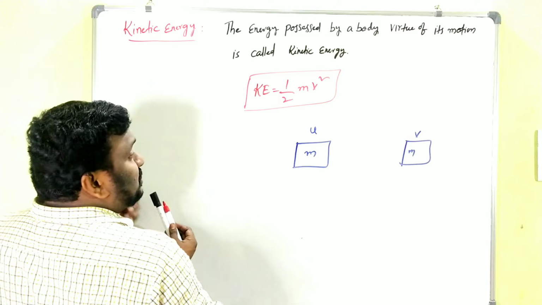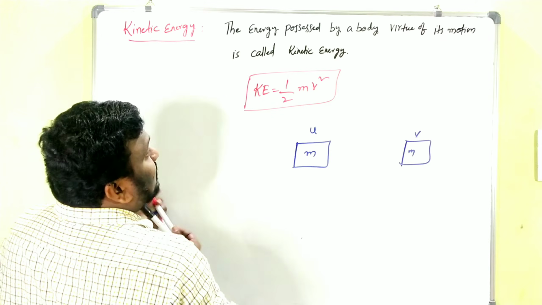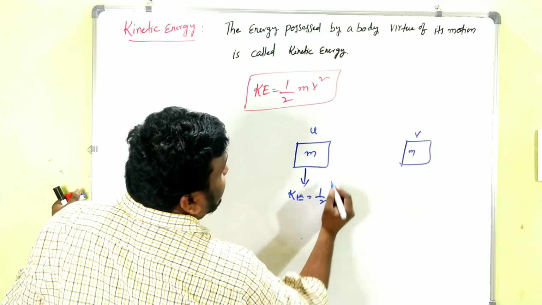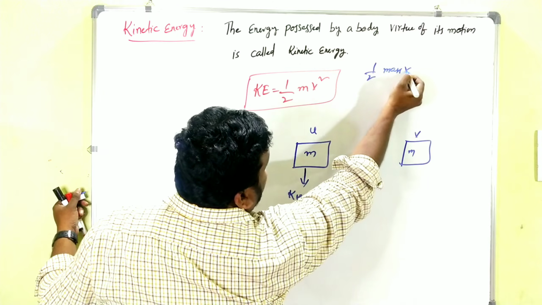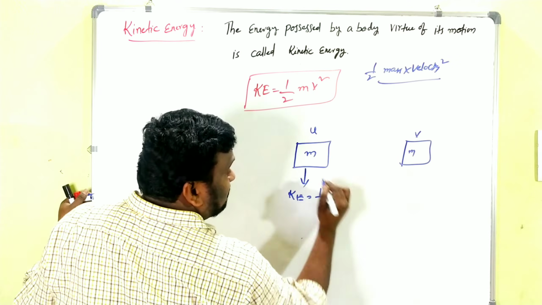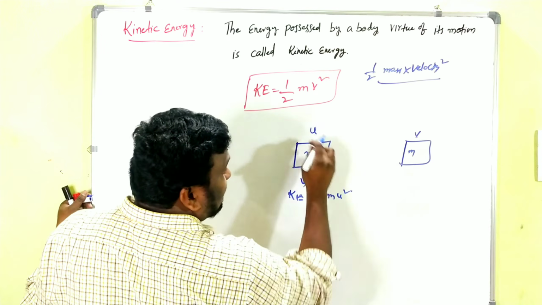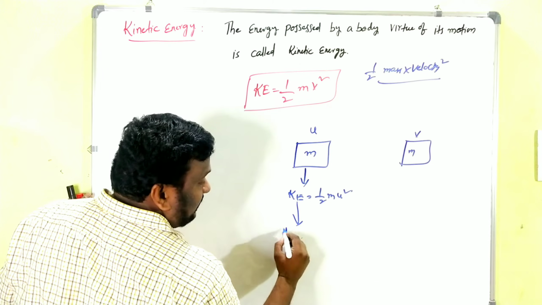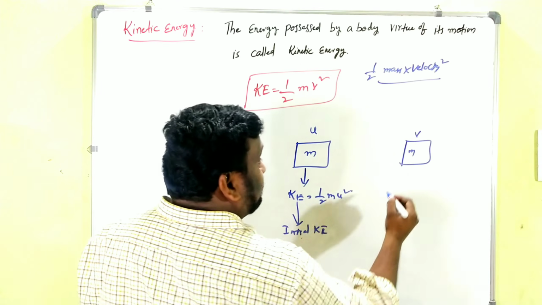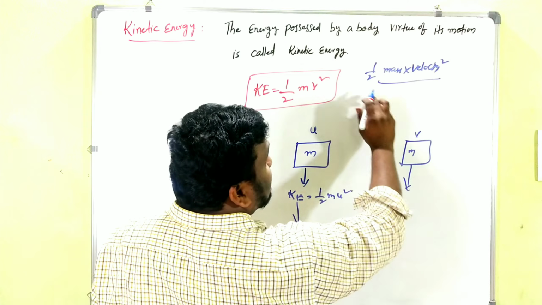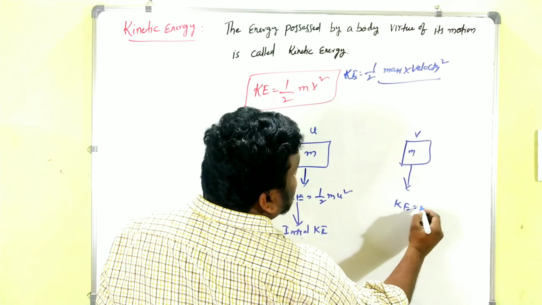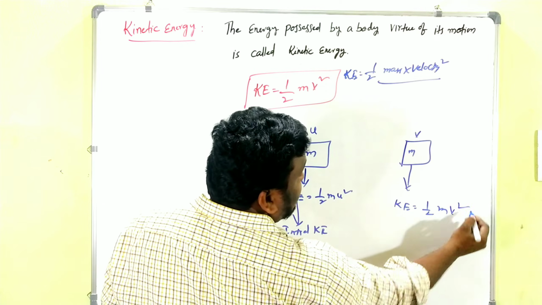When it has velocity u, its kinetic energy is given by KE is equal to half into mass into velocity squared. Here the mass is m and the velocity is u, so it is u squared. This is nothing but the initial kinetic energy. After some time its velocity becomes v. So again we write kinetic energy is equal to half into mass into velocity squared. Here K is equal to half m v squared.